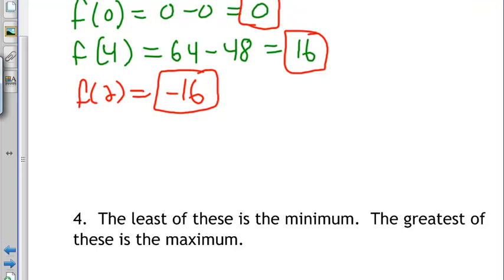Do I have a highlighter here? I think I should. Okay, well, I'm not going to waste time on that.